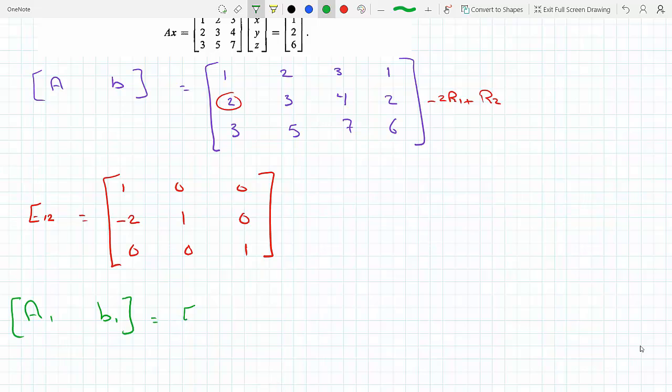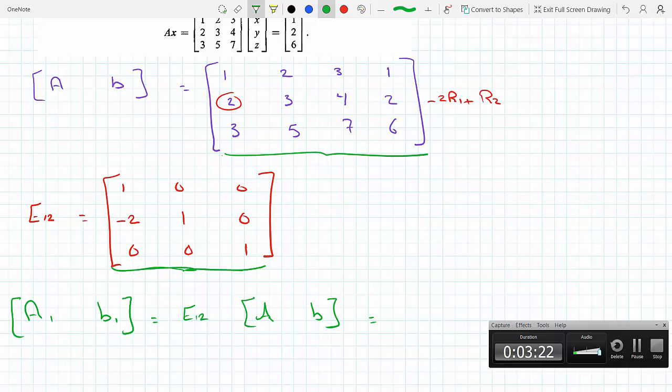Okay, so my A1 B1 will be E12 times my augmented matrix AB. So basically every matrix that you manipulate a row in, I'm gonna multiply this guy by this. This is a 3 by 3 and this is a 3 by 4. I'm gonna multiply this guy times this guy. So I don't want to rewrite it because I showed you which ones I'm doing. So the red one first, then the blue. And if I do that on the calculator, I will get, one moment here while I do it.